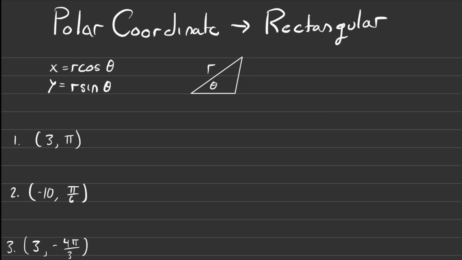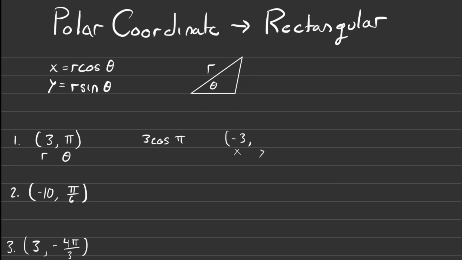Okay, so the first problem is (3, pi). To convert this to rectangular, remember that this is r and this is theta. So we'll take 3 cosine of theta, which is pi. We know cosine of pi is -1, so if we multiply by 3, we'll get -3. So that's our x in rectangular.